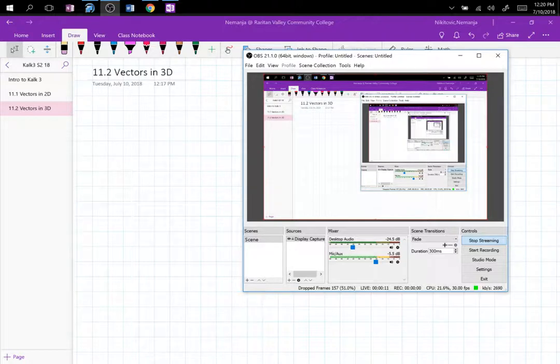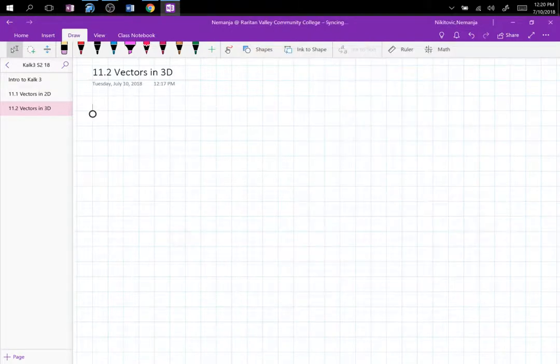Hello and welcome back to Calculus 3, section 11.2, vectors in 3D. Everything that we learned from 2D is going to translate here, except the direction. Direction doesn't compute well and easily in these. There are certain things you can do about the direction, but there are no formulas that we are learning here regarding direction.